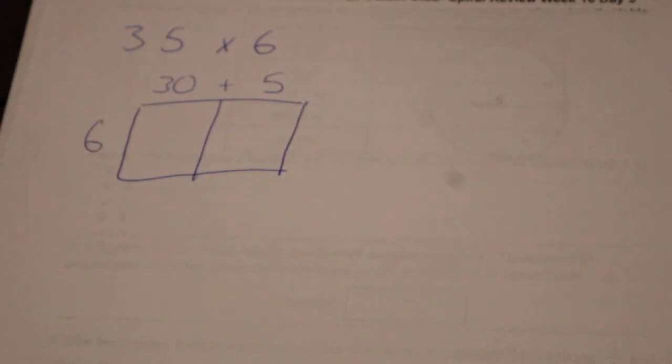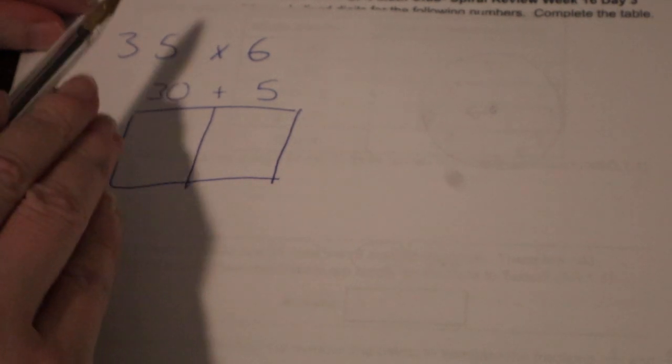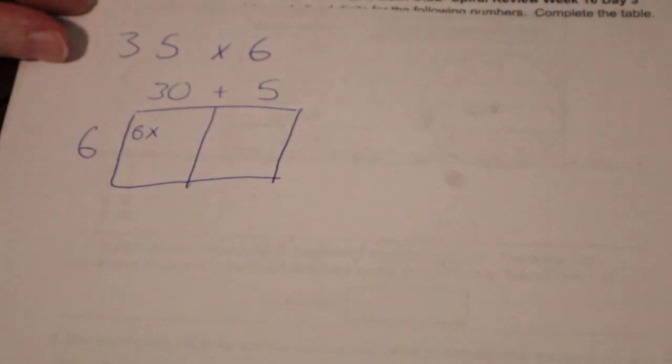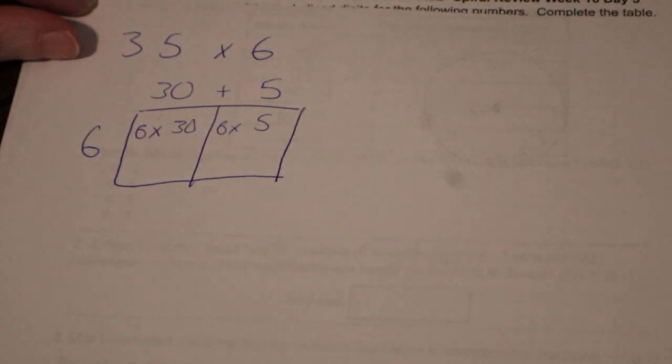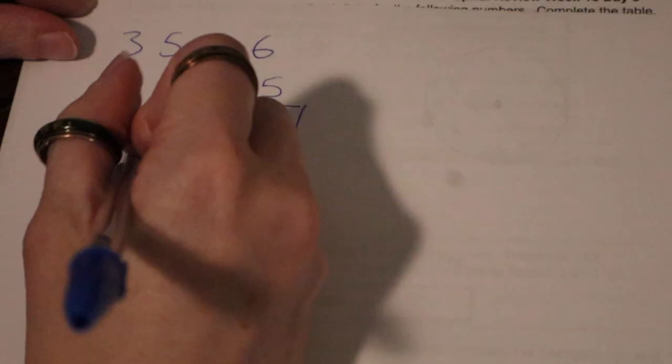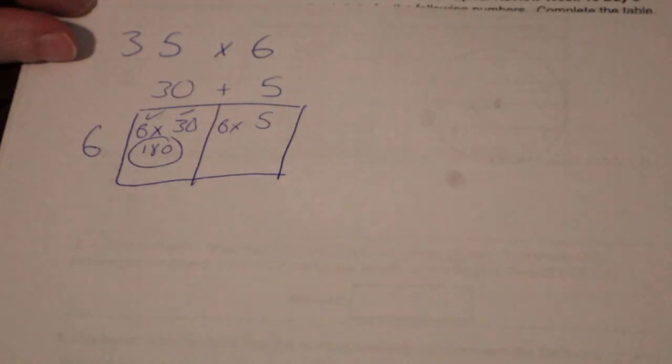30 plus 5 times 6. Step 1, decompose, break apart. Say it slowly. 35. Step 2, multiply across. 6 times, 6 times. Step 3, multiply down. 35. Let's keep multiplying. 6 times 3 is 18, 1, 0. 6 times 5 is 30.